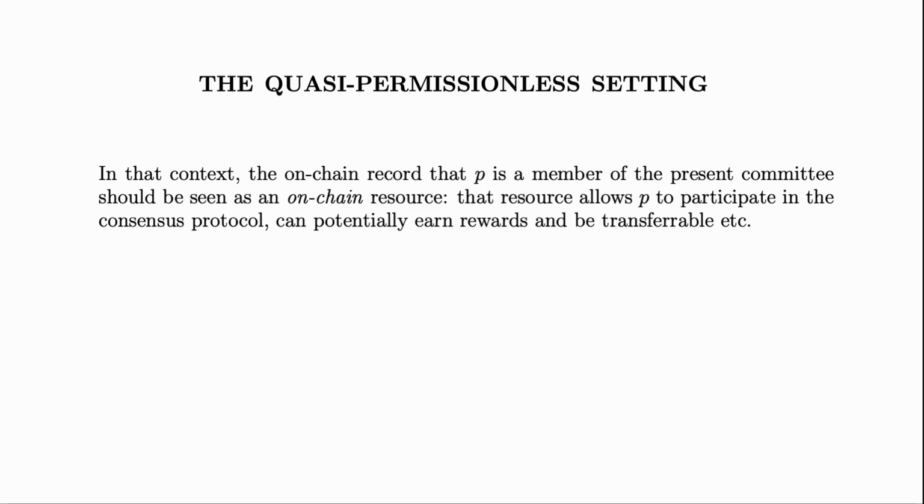So in that context, right, the on-chain record that P is a member of the present committee should be seen as an on-chain resource. Right? That resource allows P to participate in the consensus protocol, can potentially earn rewards, and be transferable.